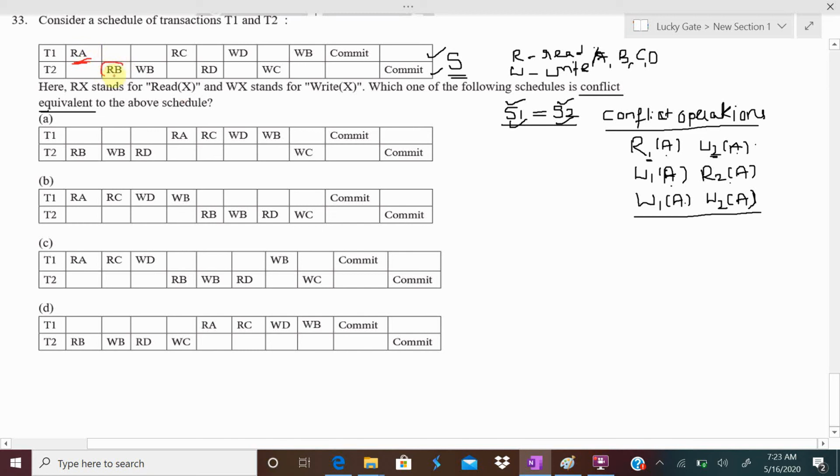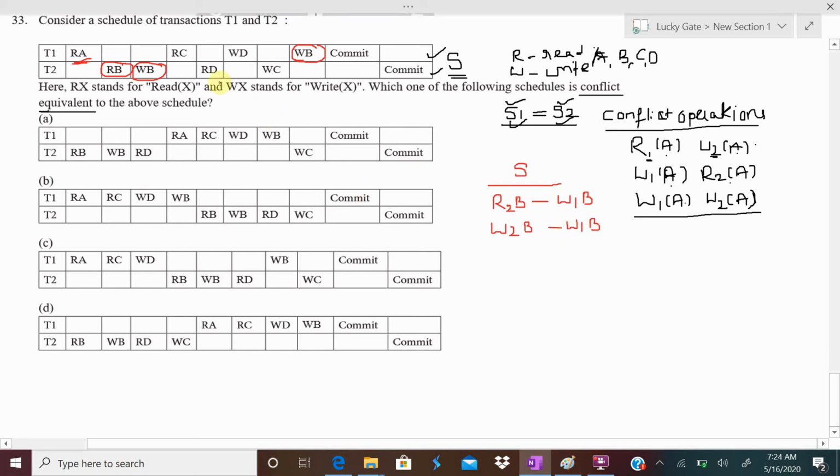Now the second operation, read B of T2, is going to conflict with write B of T1. Here you can see write B. It means the first conflict of the given schedule is read 2B conflicting with write 1B. This is the first conflict. And next, this write B is going to conflict with read B or write B of other transactions, so we have one more conflict. This write B is also going to conflict with this write B. So write 2B is conflicting with write 1B.